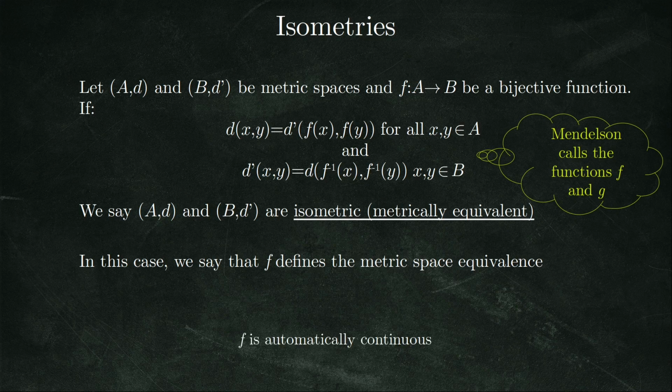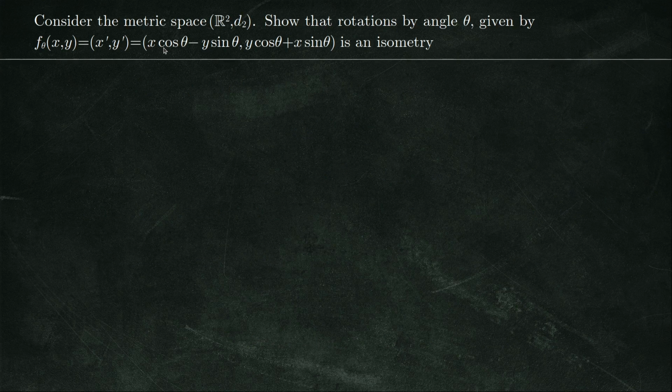And then finally, if we know that f defines the metric space equivalence, that is, f and f inverse are both isometries, then we automatically know that f is continuous. So let's look at a few more examples.